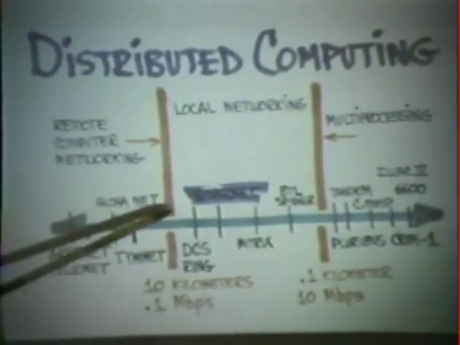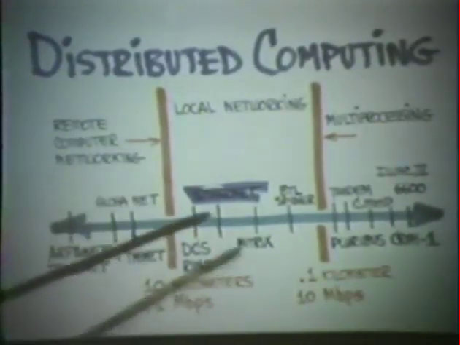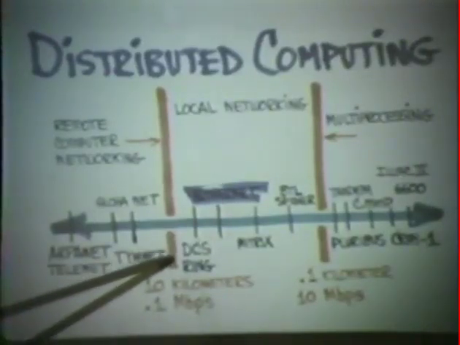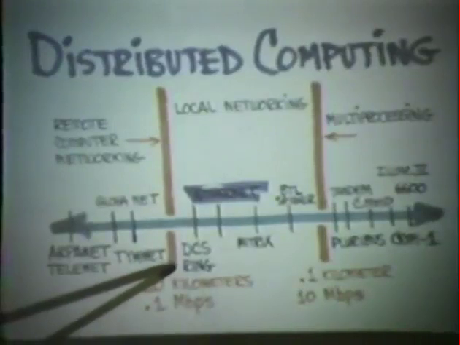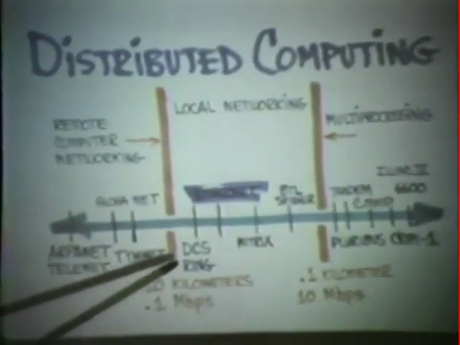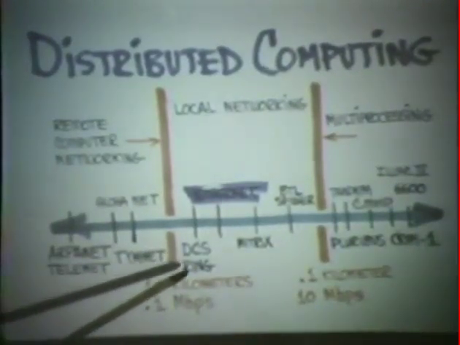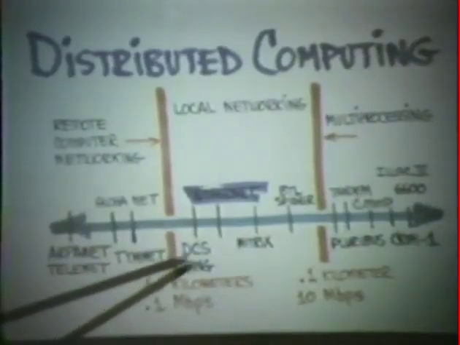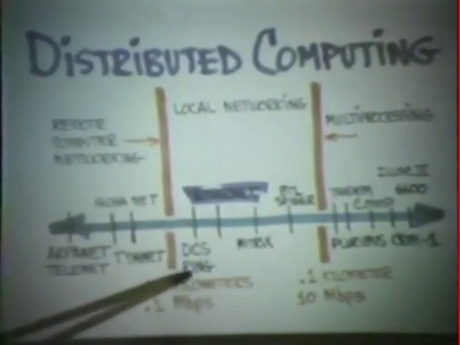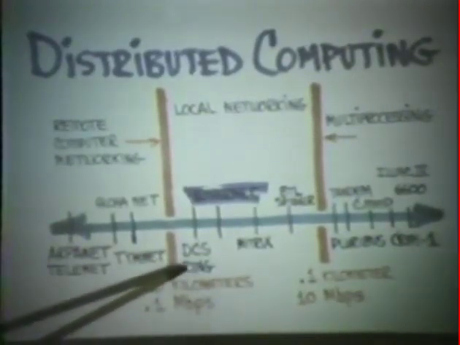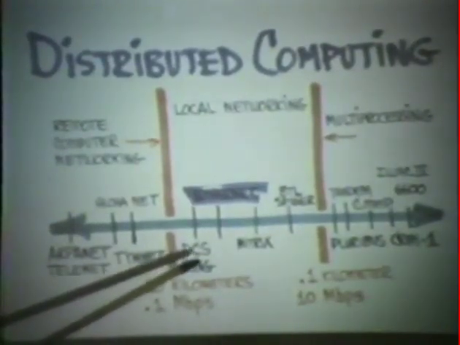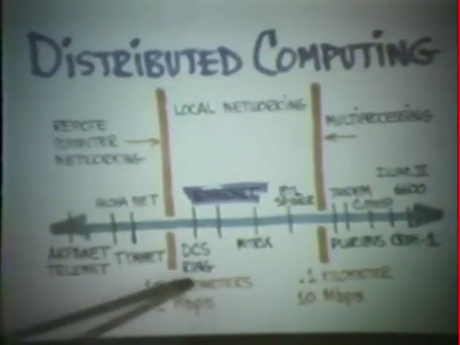Other networks which fit in the general category of local networks are, for example, the Distributed Computing System ring at the University of California at Irvine, which has a connection of minicomputers joined by a 2 megabit per second ring of twisted pair, so that data is put on the ring and circulates around until it is received by its destination, continues around the ring to its source where it's removed from the ring.